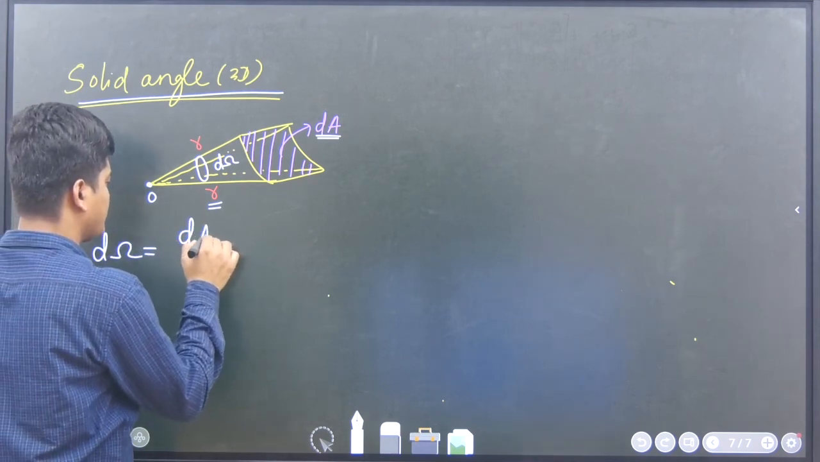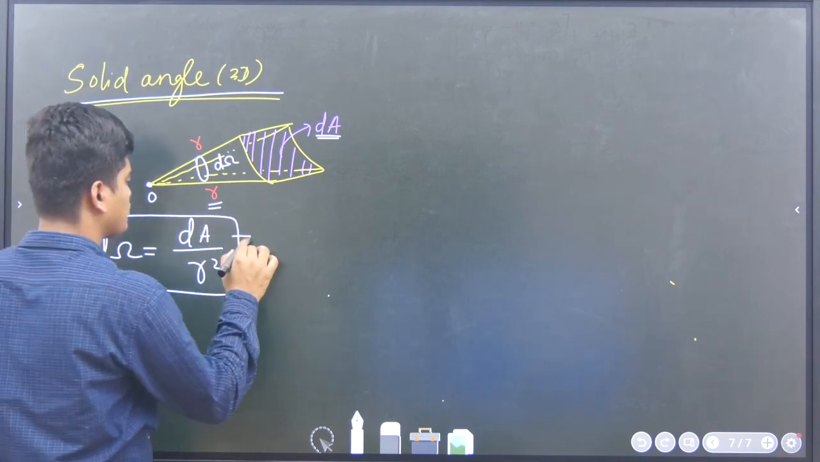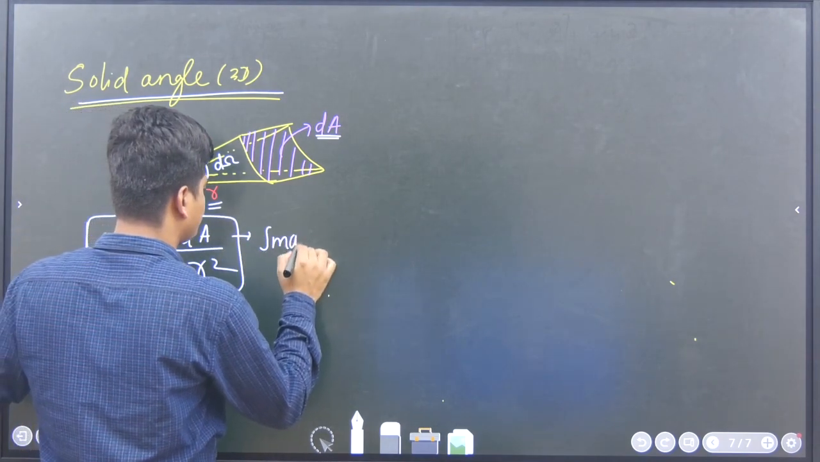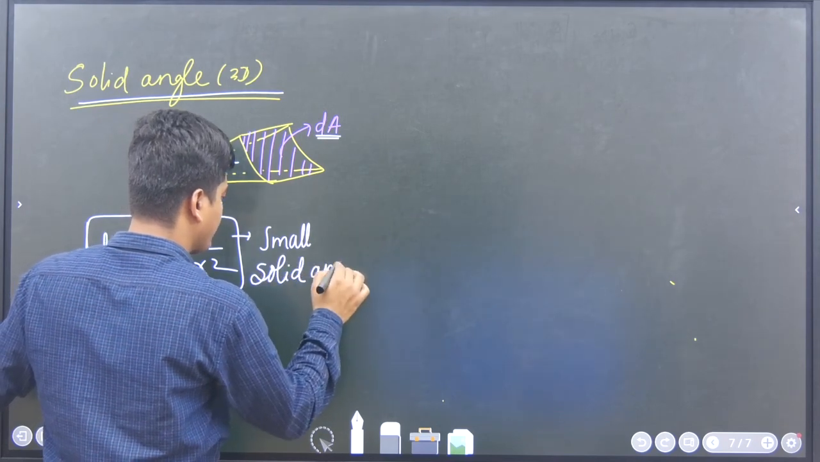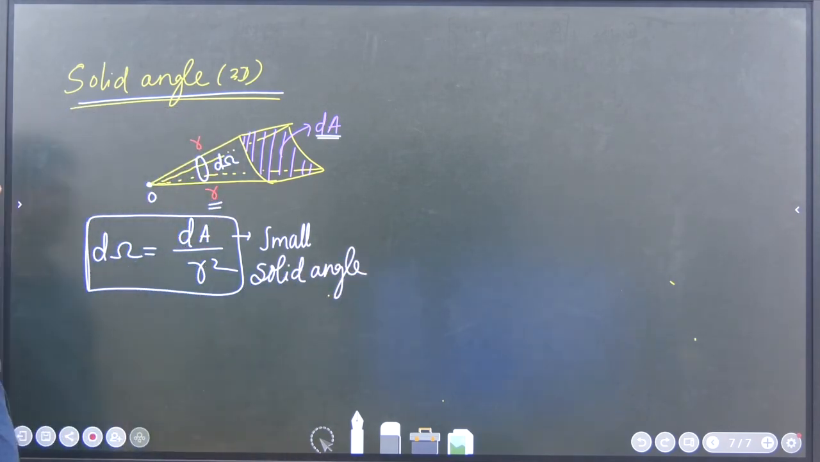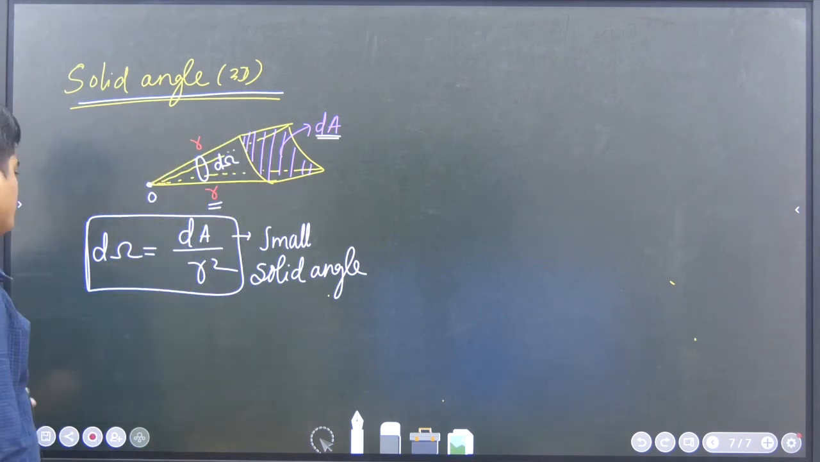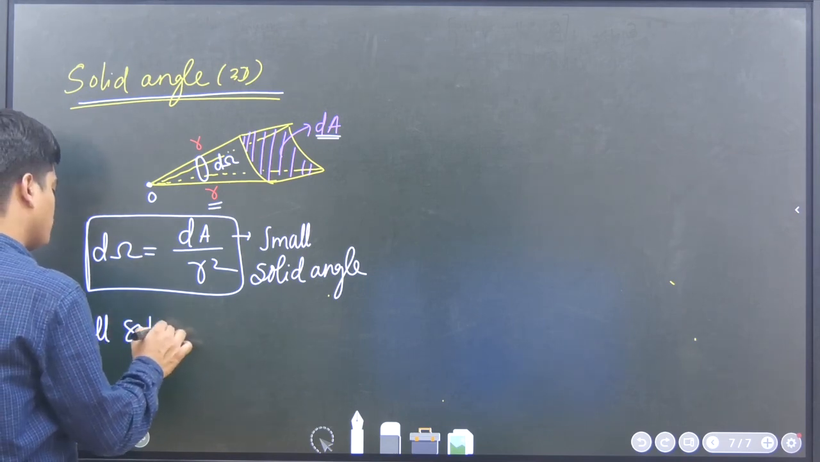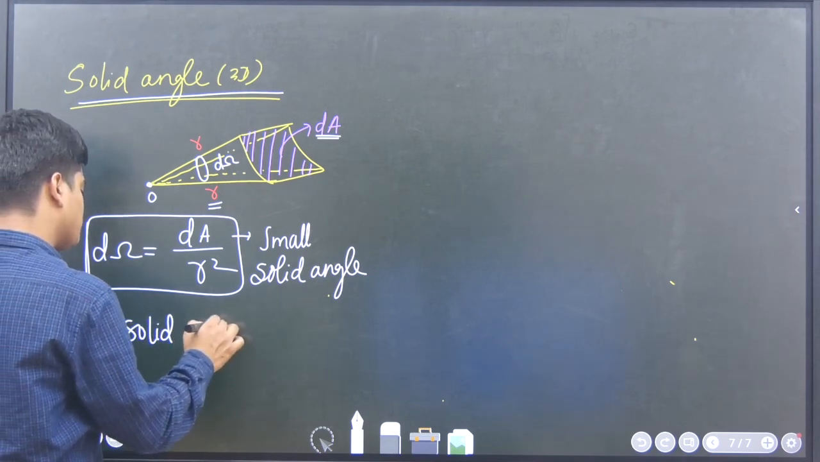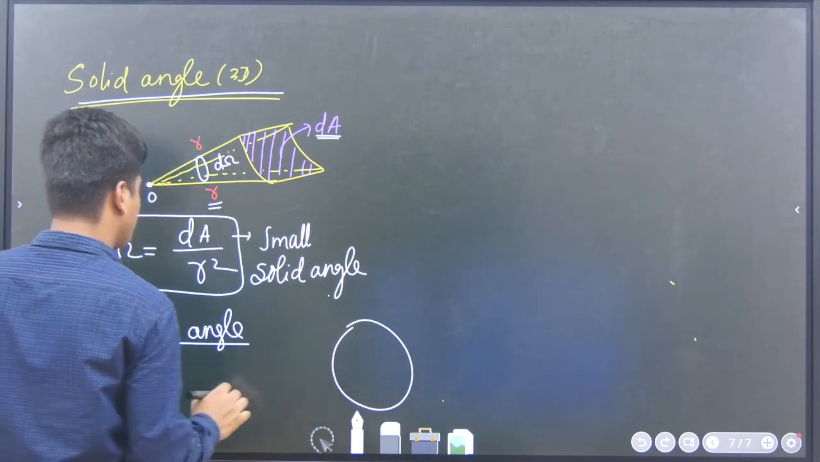That is basically dA by r square. So this is your small solid angle. Now if you want to find a full solid angle, then what you need to do? You need to take the whole sphere. So we will be considering the full solid angle, that means you are considering a full sphere, and full sphere you know how much it is.